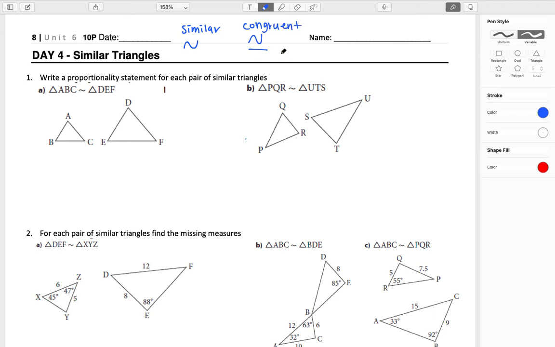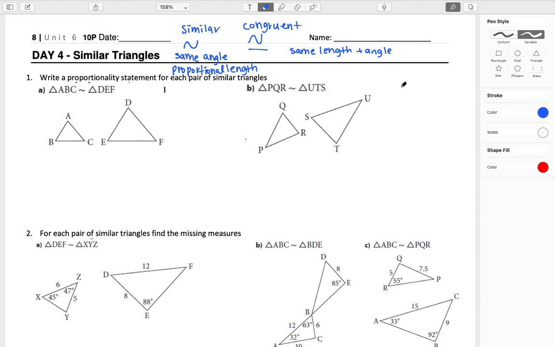Congruent means exactly the same length and the angle. So pretty much it's sort of like copy and paste for congruent. But for similar triangles, it's the same angle, but the lengths are proportional. Now, what do I mean by proportional?